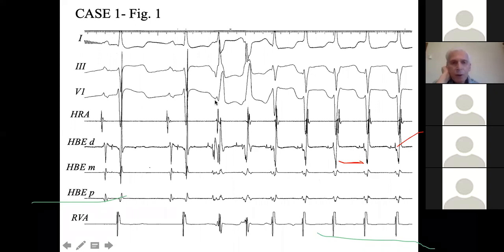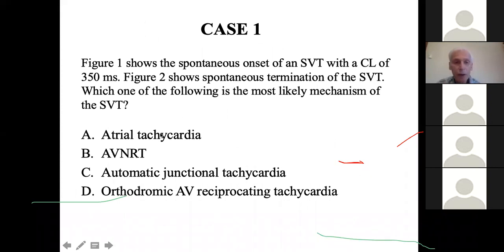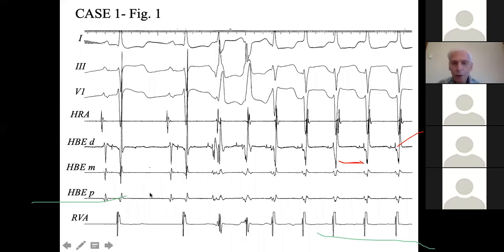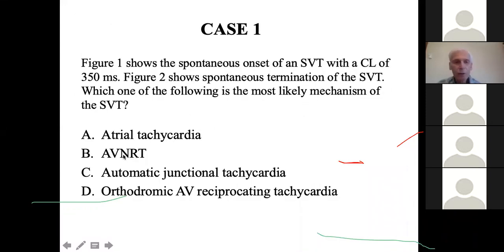So what we see here is a QRS that initially has right bundle branch block aberration, and there's no atrial depolarization immediately in front of it. So you can certainly rule out an atrial tachycardia very easily. You can rule out orthodromic AV reciprocating tachycardia very easily because the atrial depolarization is simultaneous with the QRS, which is impossible in ORT. So the differential is down to AVNRT or an automatic junctional tachycardia.